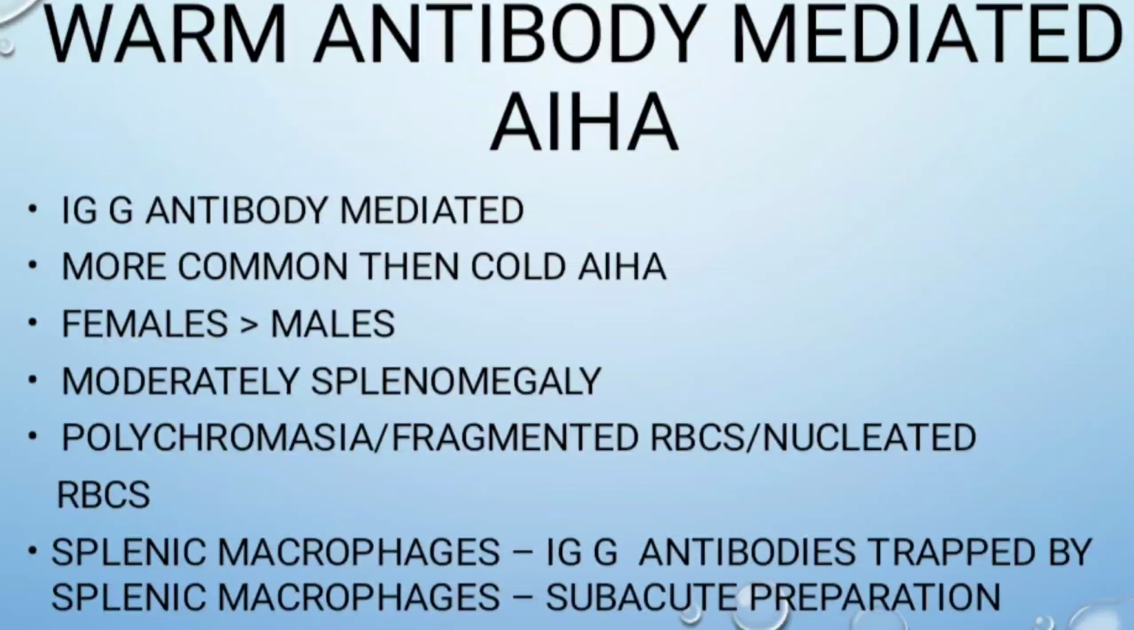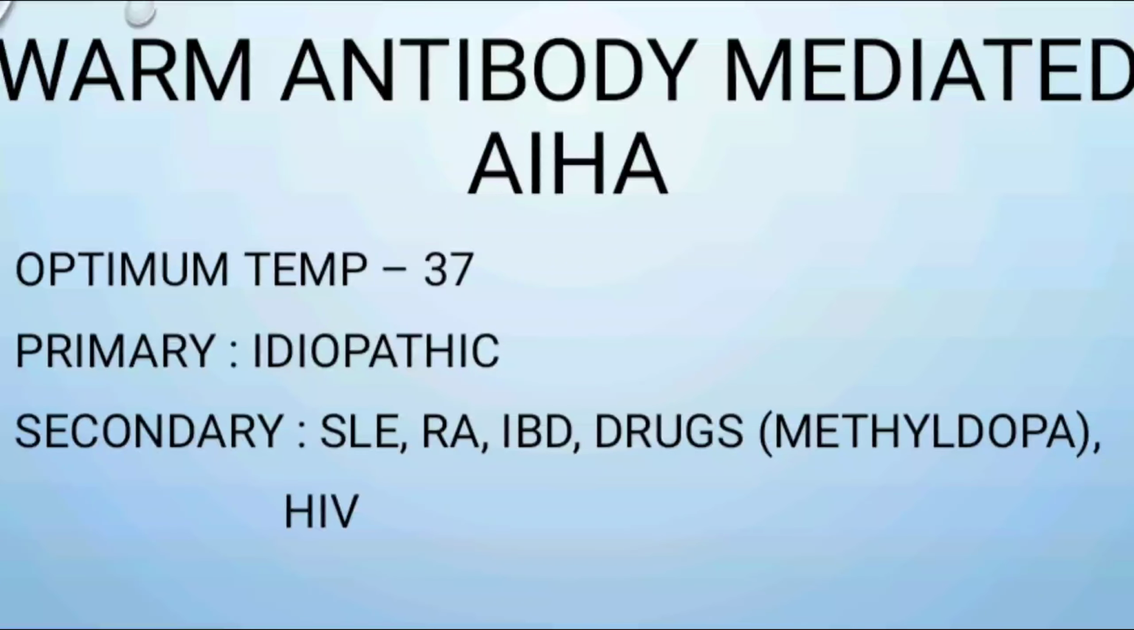which results in splenomegaly in case of subacute presentation. The conditions which trigger warm antibody mediated autoimmune hemolytic anemia can be primary or secondary. The primary cause is often idiopathic, and the secondary cause is mainly seen in the presence of SLE, rheumatoid arthritis, inflammatory bowel disease, some drugs like methyldopa and ceftriaxone, and some infections like HIV. Molecular mimicry is the most common cause for the development of antibodies in the presence of these conditions.